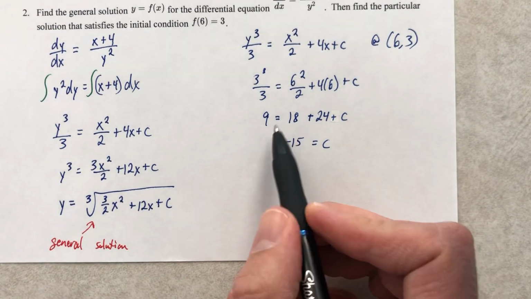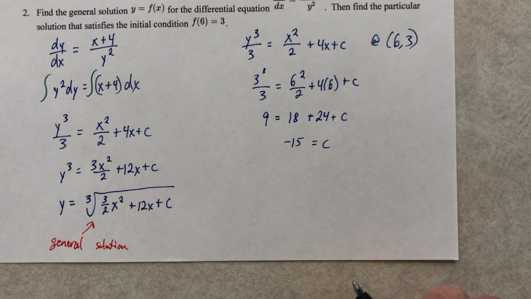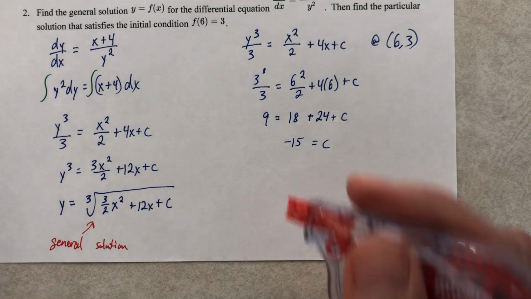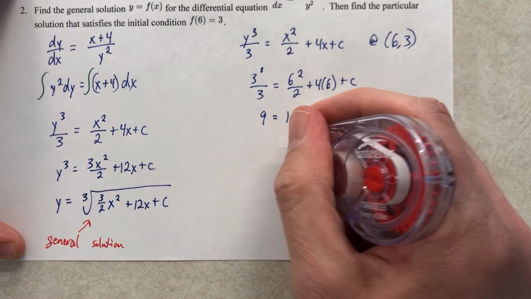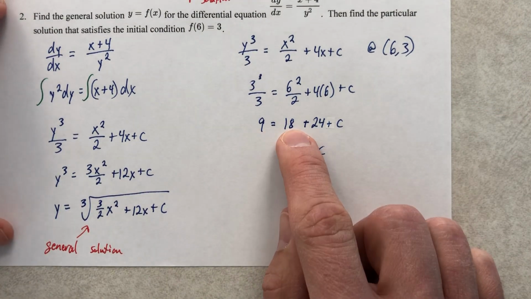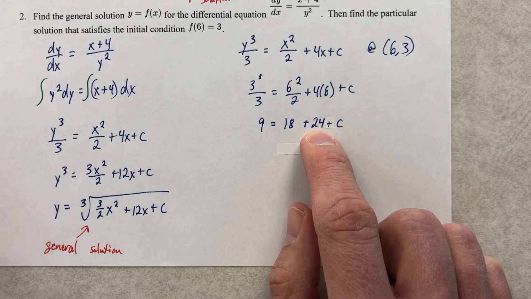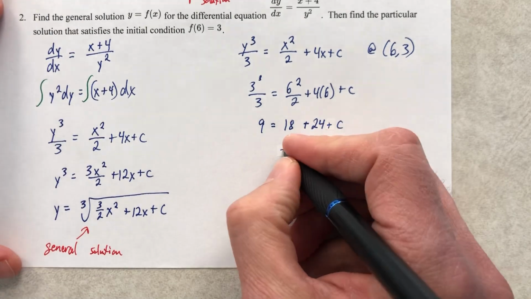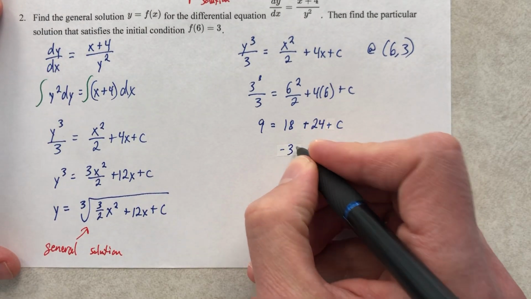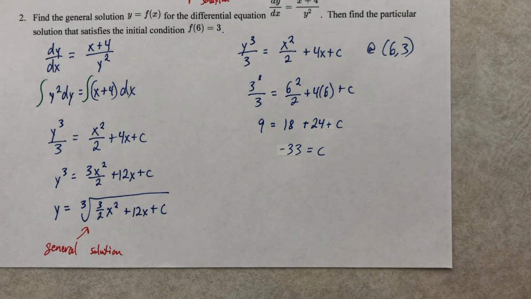Okay, so negative 9, yeah. No, I'm wrong. Way wrong. Sorry about that. My goodness, simple math. Struggling right now. 9 minus 18 is negative 9. Minus 24 again is going to give me negative 33. Negative 33. There it is. Okay, that did it. So c is negative 33.